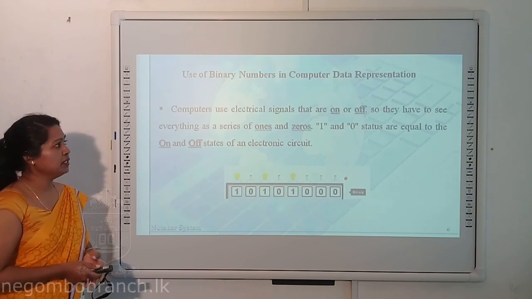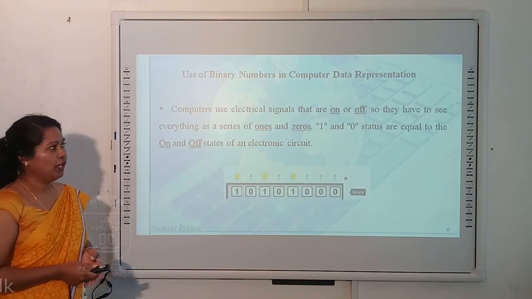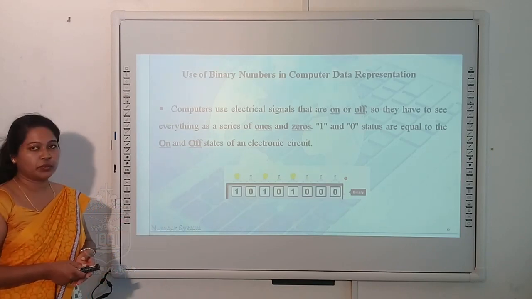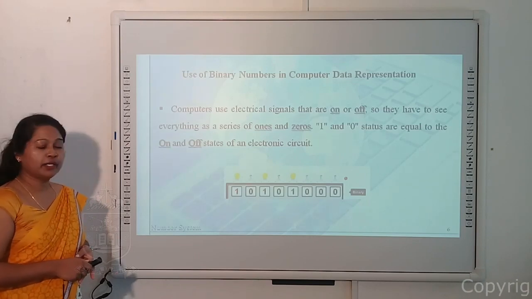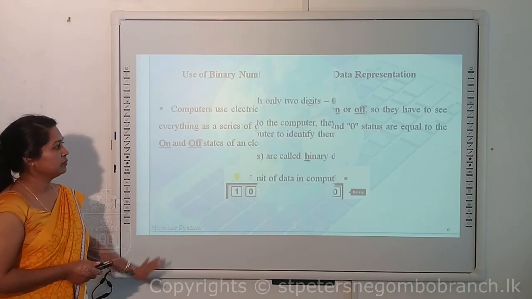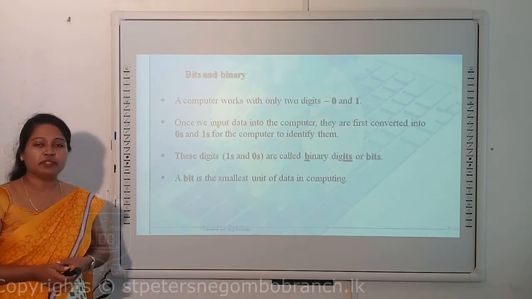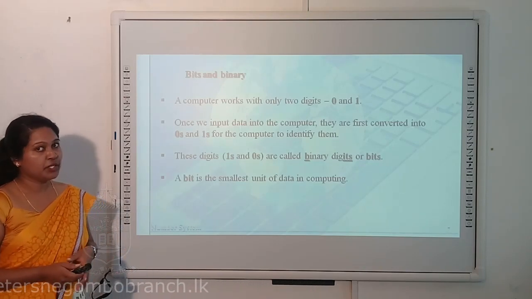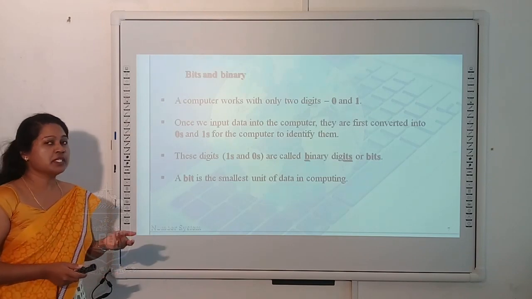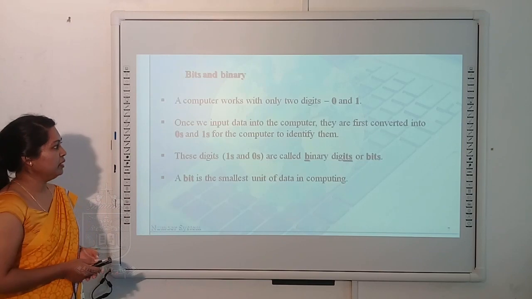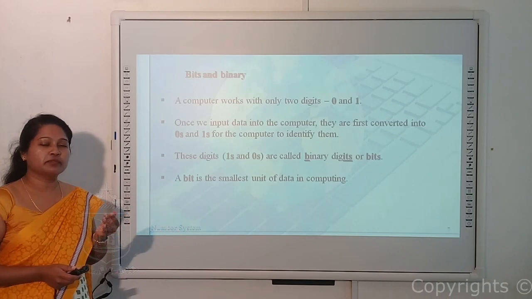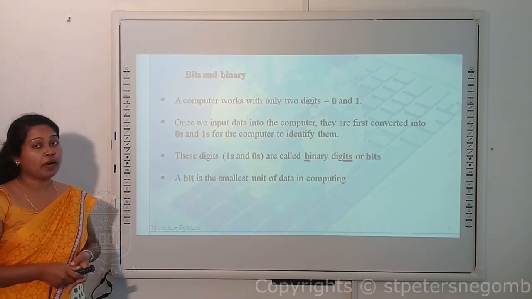Computers use electrical signals that are on or off. So they have to see everything as a series of ones and zeros. Here 1 equals on and 0 equals off. A computer works with only two digits, 0 and 1. Once we input data into the computer, it is first converted into 0 and 1 for the computer to identify. Then these digits, ones and zeros, are called binary digits.